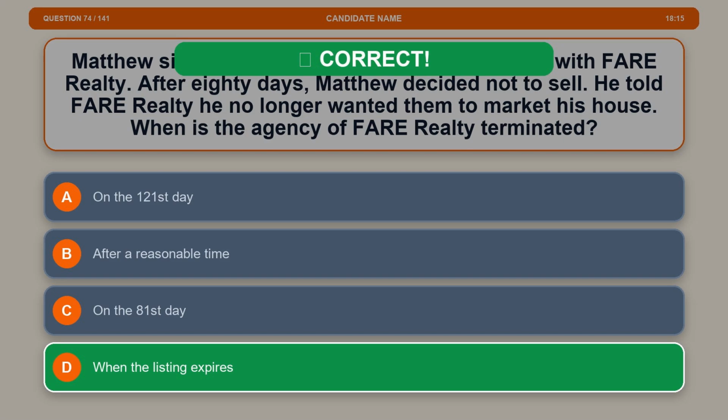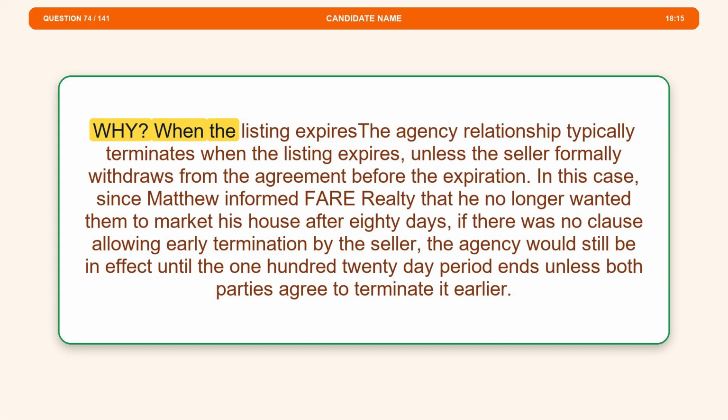The correct answer is option D. When the listing expires, the agency relationship typically terminates, unless the seller formally withdraws from the agreement before the expiration. In this case, since Matthew informed Fair Realty that he no longer wanted them to market his house after 80 days, if there was no clause allowing early termination by the seller, the agency would still be in effect until the 120-day period ends unless both parties agree to terminate it earlier.